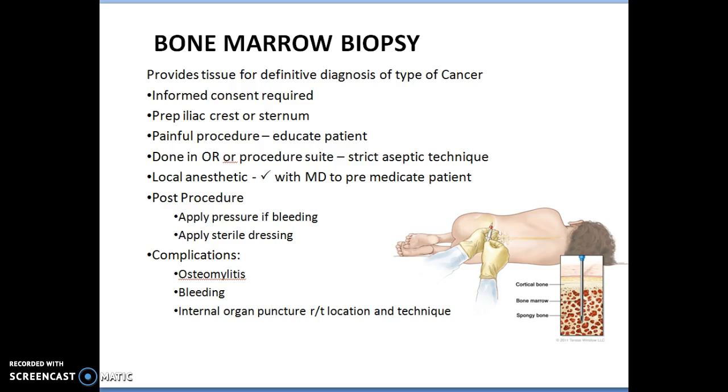Post-procedure, we want to make sure that we're applying pressure. If there's bleeding, a sterile dressing is put in place. Complications that could occur are osteomyelitis and further bleeding. If further bleeding occurs, of course, we're going to be holding pressure on that and calling for assistance and letting the physician know. Another complication is internal organ puncture related to location or technique, and I've never seen that happen, but it is a possibility.